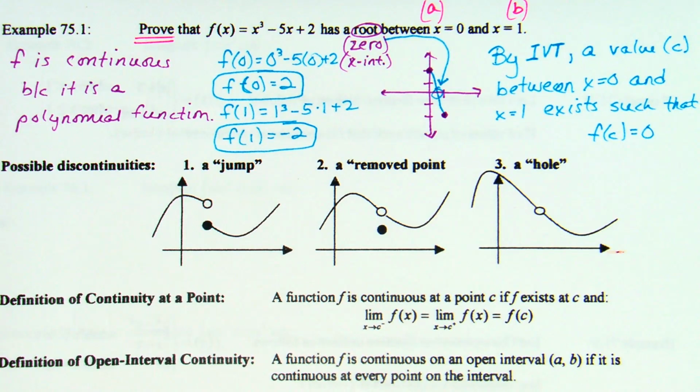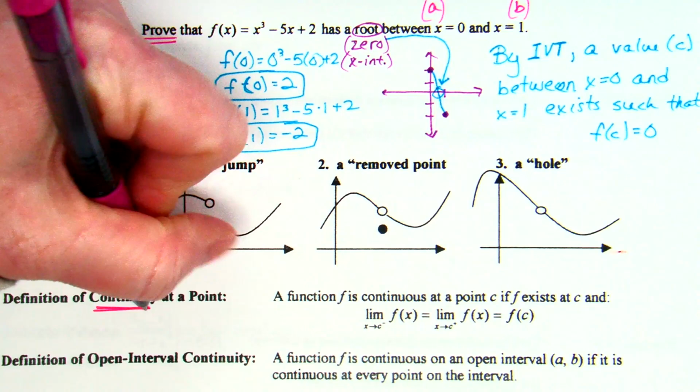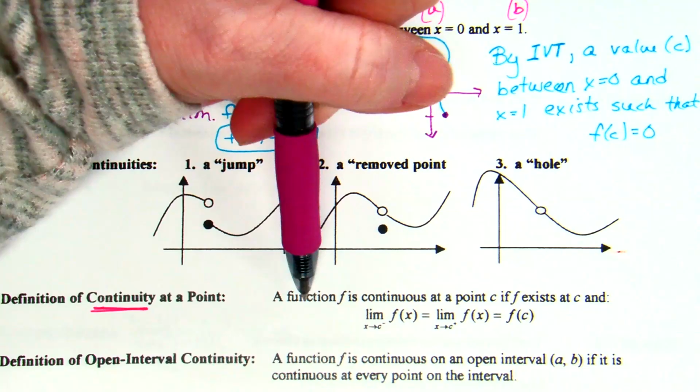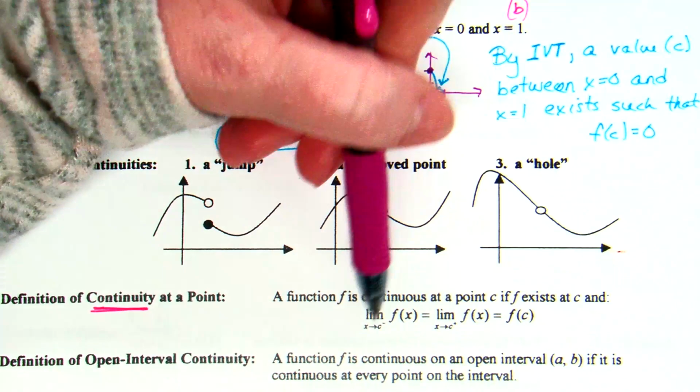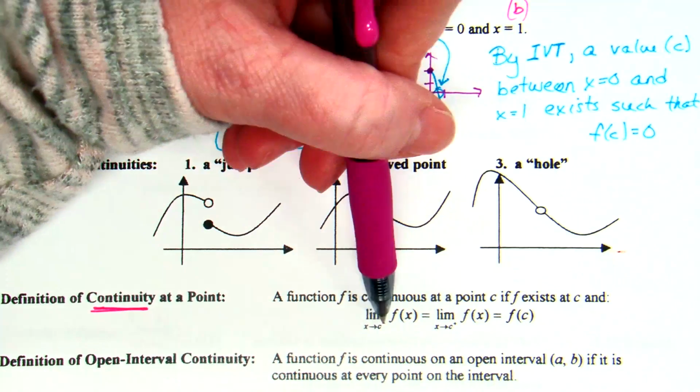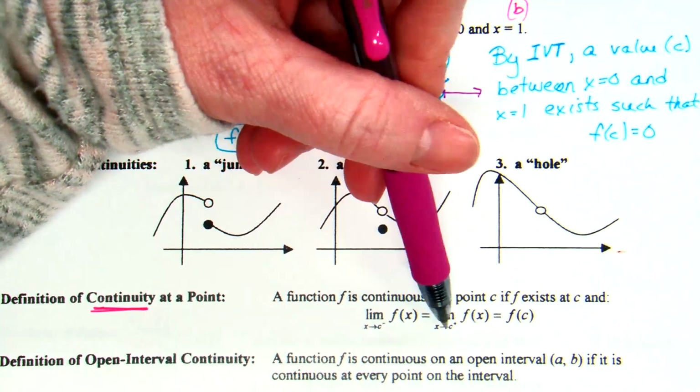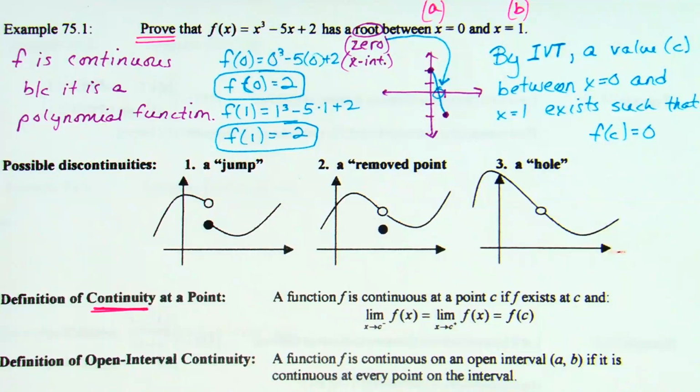Definition of continuity at a point. This is how, if you need to show that something is continuous, these are the pieces you have to show. By definition, a function f is continuous at a point C if f exists at C, and, notice this says the limit as x approaches C from the left is equal to the limit as x approaches C from the right. So in other words, the limit from the left and the limit from the right have to equal the same thing. And they have to equal what f of C is. So they have to equal what that y value would be.